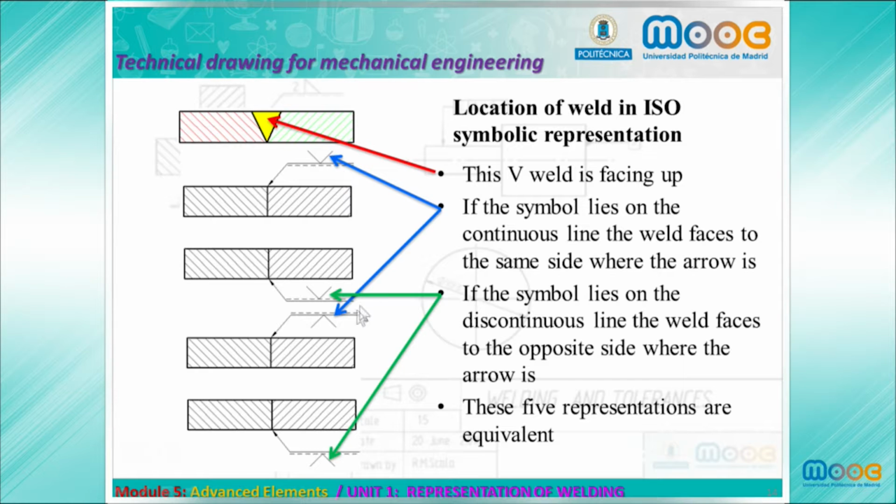In this case, and in each other case, the symbol lies, in this case on the upper side and bottom side thin, but lies on the continuous line, which means that the weld faces to the side where the arrow is pointing. The reverse case is if the symbol lies on the discontinuous line of the symbol: the weld faces to the opposite side where the arrow is. So in this case, these 5 representations are equivalent.